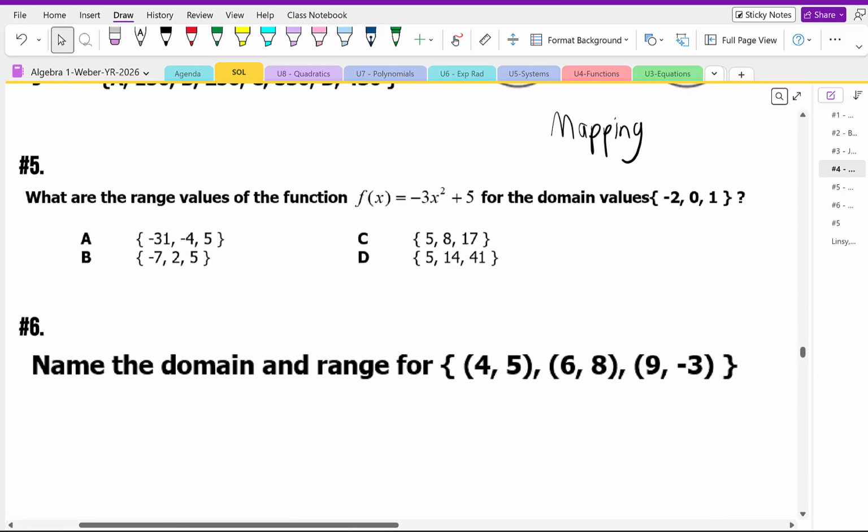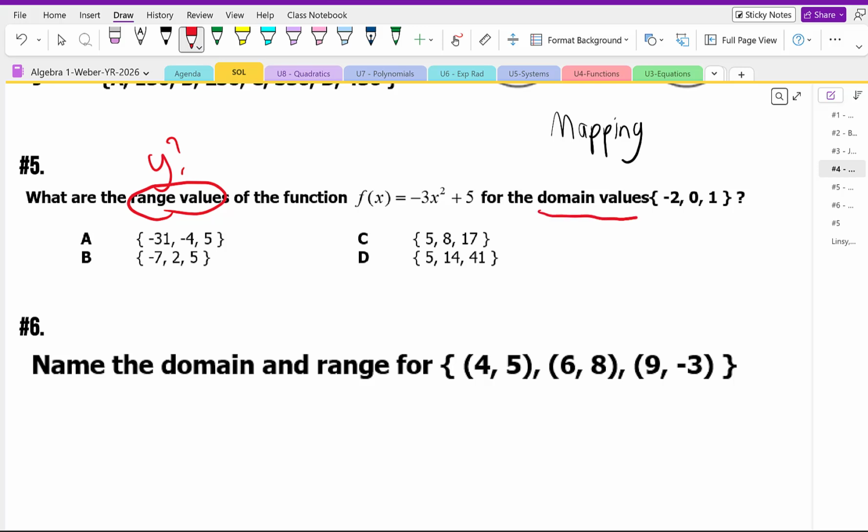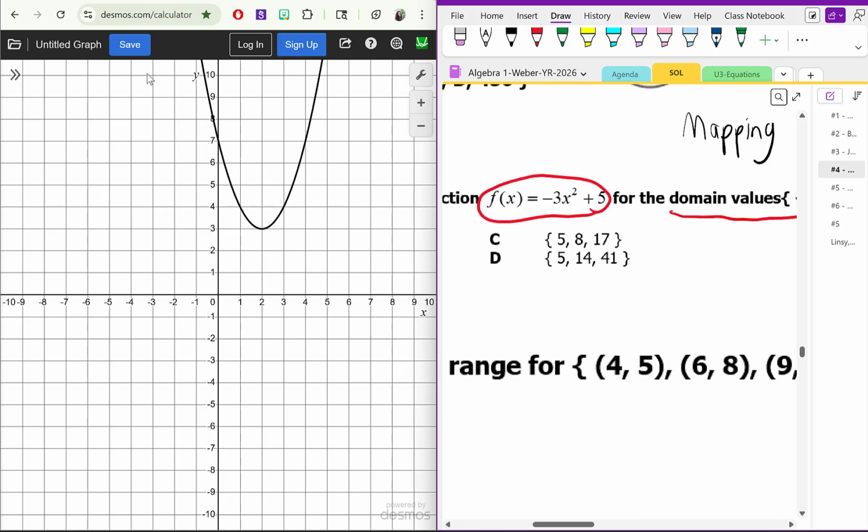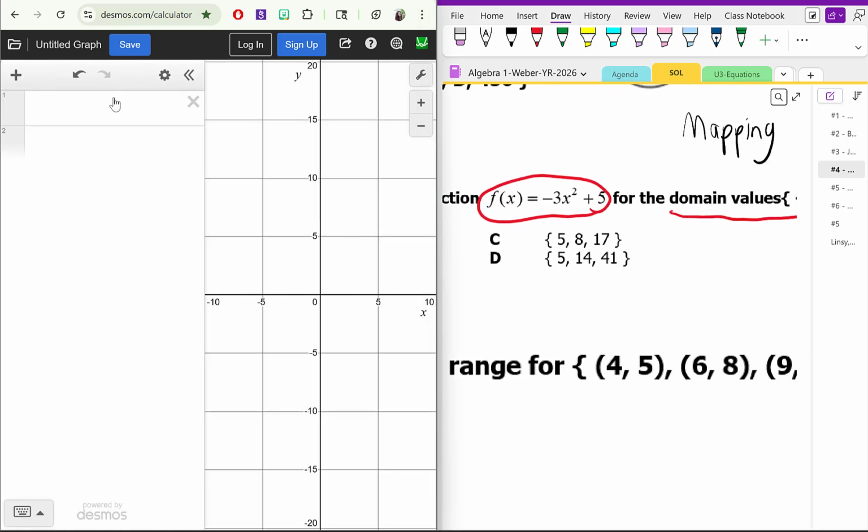Okay, next one, the question is asking what are the range values, so that means we don't have Y. But they gave us the domain values, which are X. So actually, a student showed me how to do a new trick in Desmos for this, so I'm going to show you. So of course you're going to type your equation. So let's do that first. Go here. So f of x equals -3x, shift 6 to get the little 2, the exponent, right?